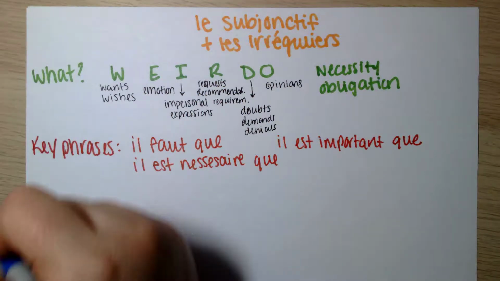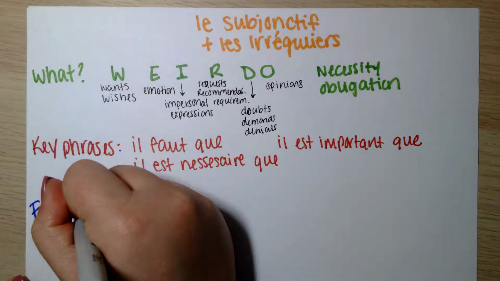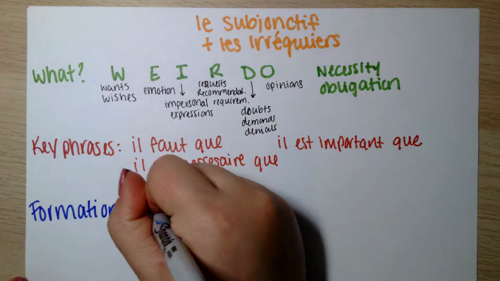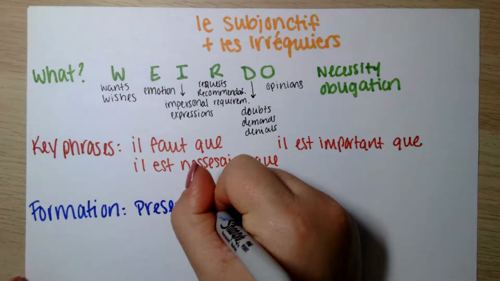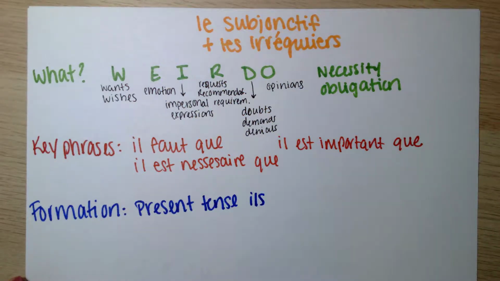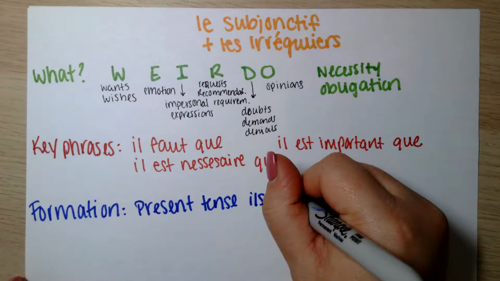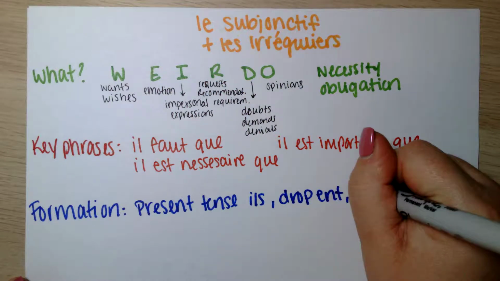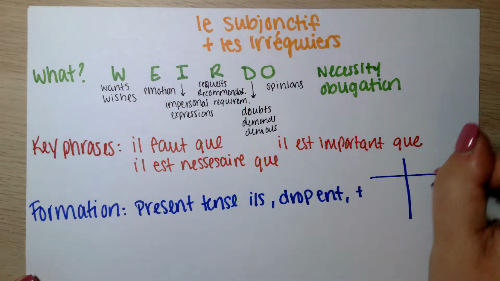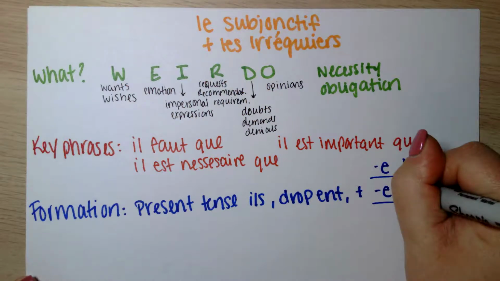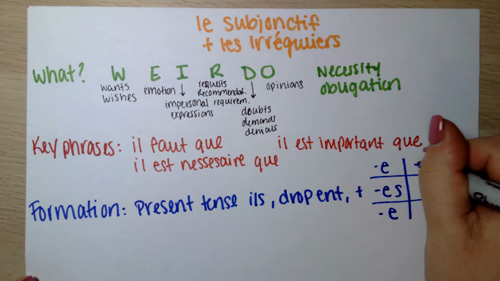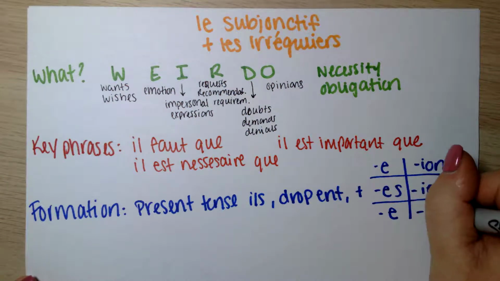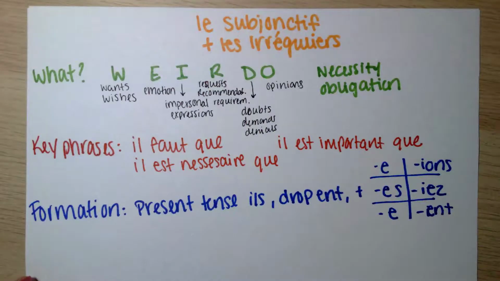So let's talk about how we form it. The formation that we talked about was you need the present tense ils form, minus the ENT, so drop your ENT, and then you add these new endings. So we add e, es, e, ions, iez, and ent.